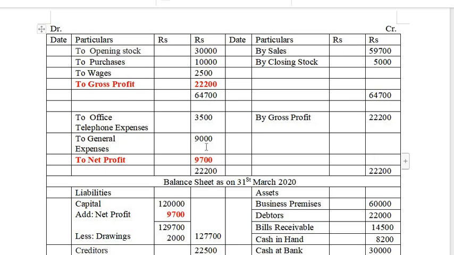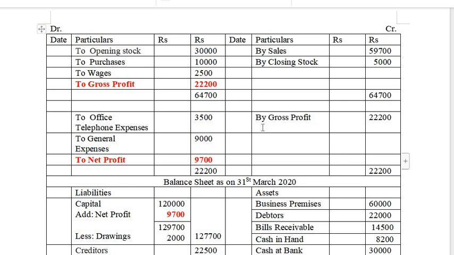On the left hand side you are getting only 12,500. The difference is 9,700. That is nothing but your profit, because when income is more than expense, we call it a profit. The profit that arrived in your P&L account, you can consider as net profit. Then you have to prepare the balance sheet by considering liabilities and assets.